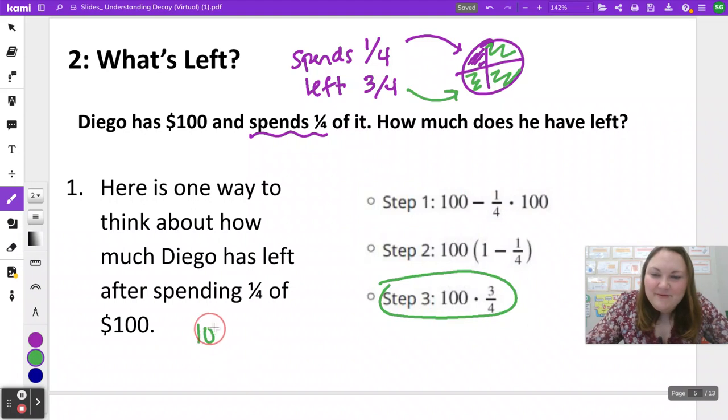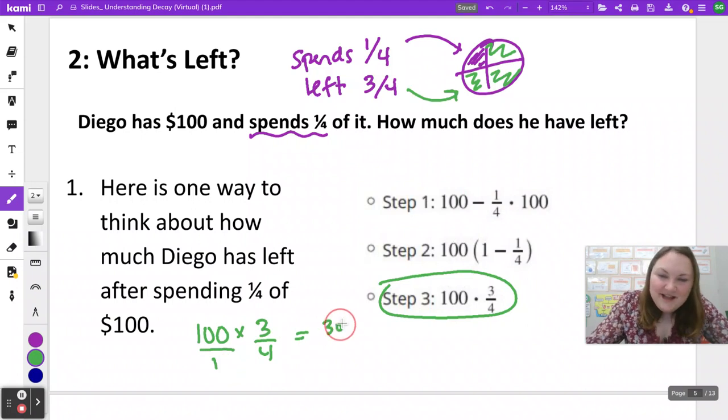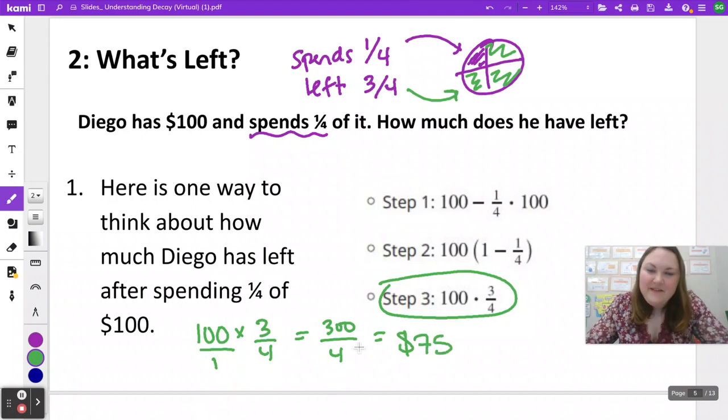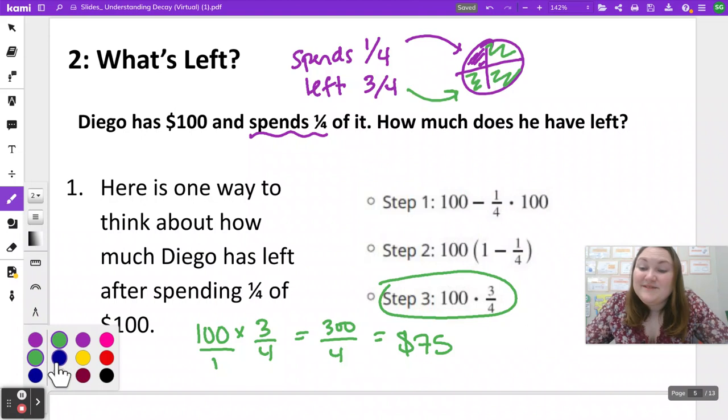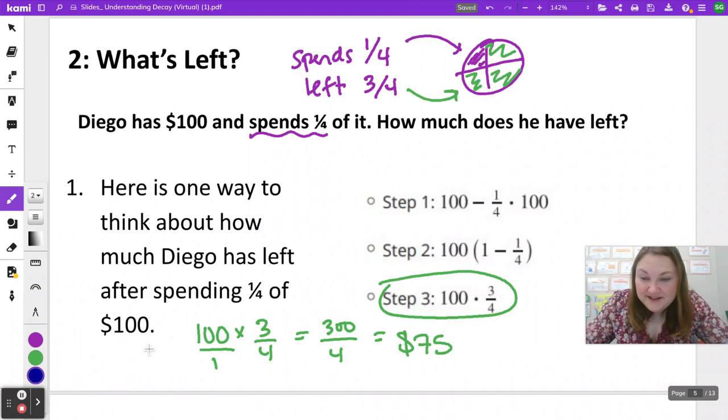If we do that, we know he has $100 and he's going to have 3/4 of it left. And so similar to what we did earlier, I'm going to change 100 to a fraction, multiply going across, and then 300 divided by 4 is 75. This way, some students identify as being easier because notice there's only one step. The one step is doing that multiplication problem. You're just doing it kind of like with the opposite fraction.